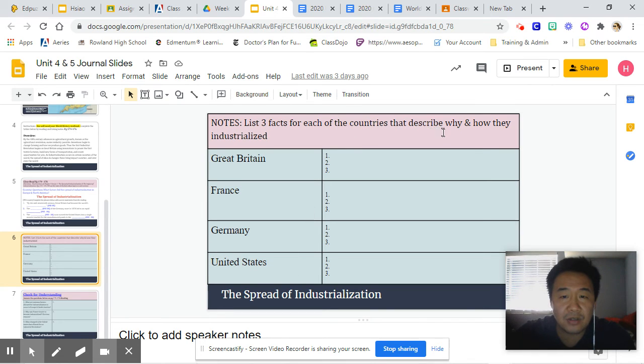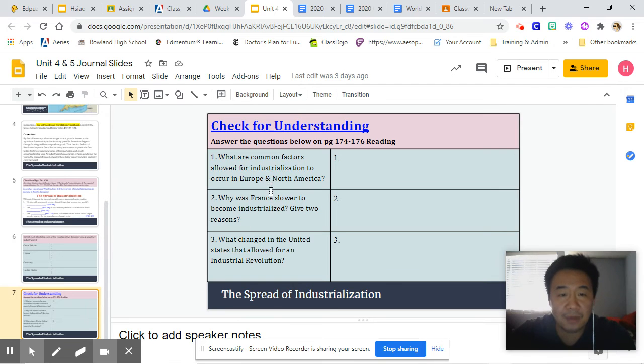You're going to have to answer why and how they industrialized. Keep in mind there's a lot of information in between the paragraphs that tells you the reasons why and how. The last part is answering the last three questions. You can find these on page 176 in your book, and they're also listed here. Think about the common factors and write the answers, and also why France was slower to industrialize and what changed in the United States. Those are all the slides for your unit 4 journals.